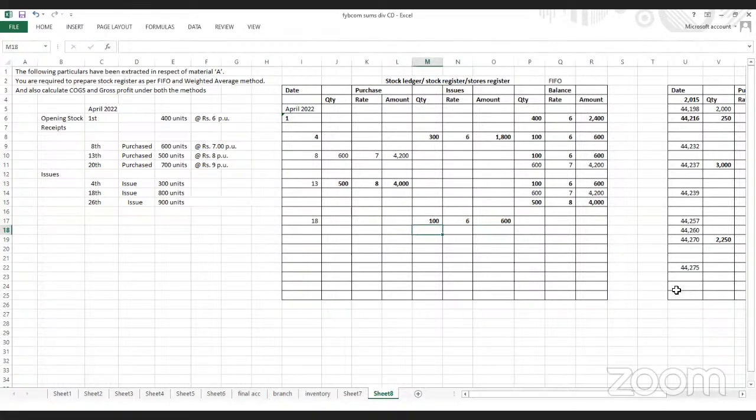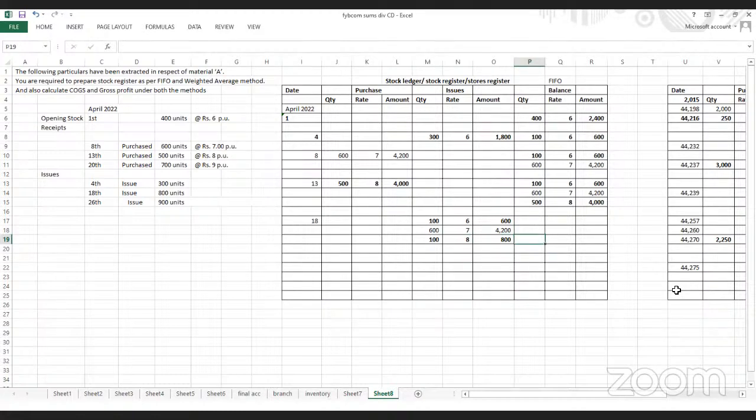So I will use the second lot, which was 600 units and rate was 7. Amount was 4,200. Clear? And still more 100 units are to be issued. So those will be out of the latest purchases, that is 500 units. Out of that lot, I'll use only 100 units because in all I have to issue only 800 units. Clear? Its rate is 8. So amount will be 800.